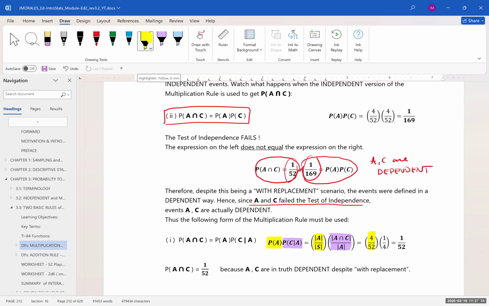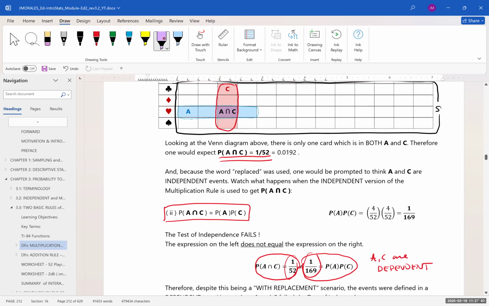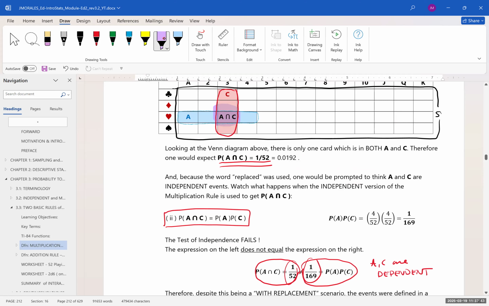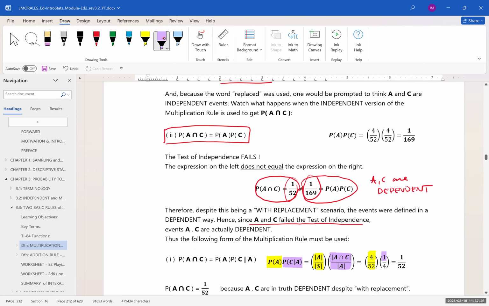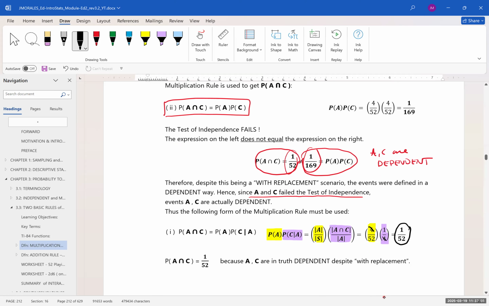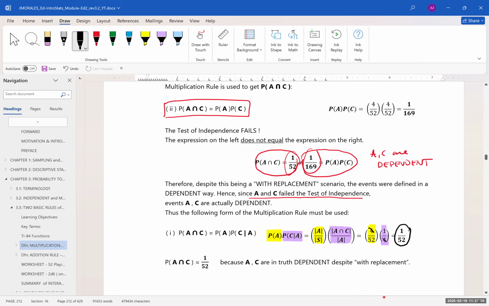And the order of the intersection is 1, right? Because when we look up here, the order of the intersection is 1, and the order of A is 4. And notice here that the 4's cancel each other out, and you're left with 1 out of 52. So the probability that an event occurs where those two events intersect is 1 out of 52. And the only way we could have calculated that correct answer was to use this alternate multiplication rule.